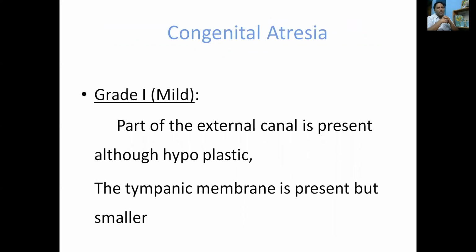Here also we will divide it into some grades. What is grade 1? As usual, mild. Part of the external canal is present, although hypoplastic. The tympanic membrane is present but very small. What is the normal size of the tympanic membrane? 9 into 10 millimeters. It may be smaller but present.